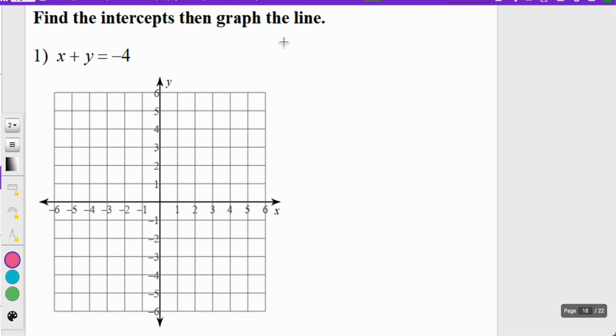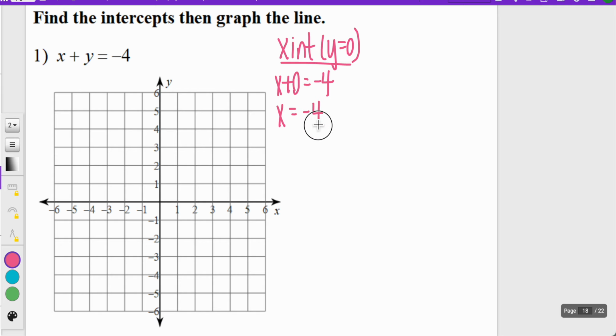So we're going to try here. First thing we're going to do is x-intercept when y equals 0. So I'm going to plug that 0 where the y is. So x plus 0 is equal to negative 4, and I'm going to get x is equal to negative 4. So that would be negative 4, comma 0.